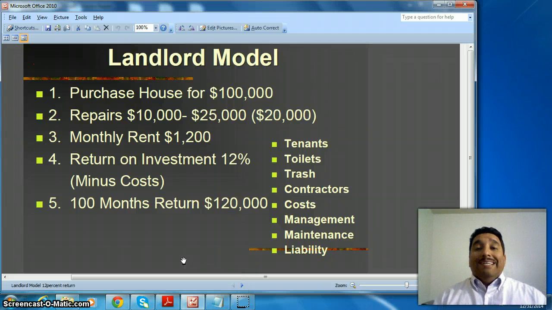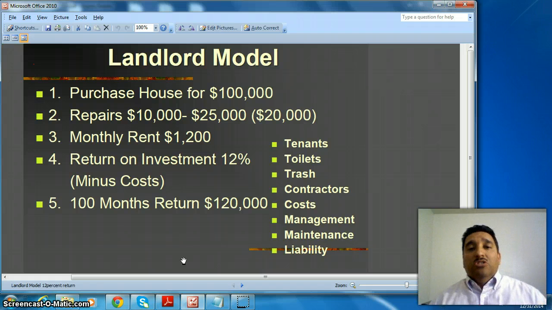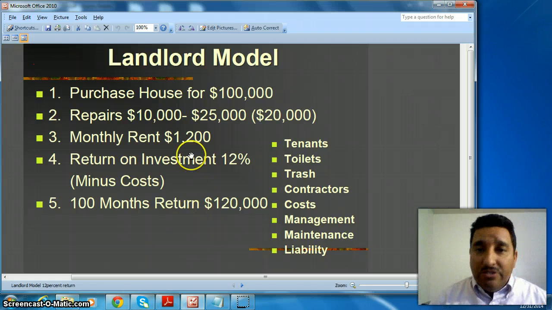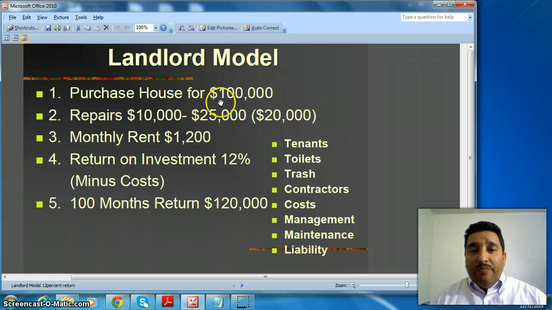from banks. I'm going to talk about landlord model versus the note buying model. Two different models. What are the advantages and what are the disadvantages between the two? So let's go ahead and dive in here. This is a simple standard model. Whatever your concept of buying a rental is, this is just a simple standard model.